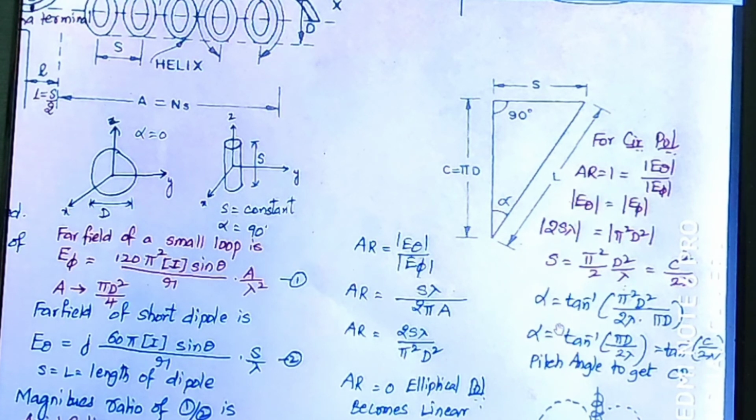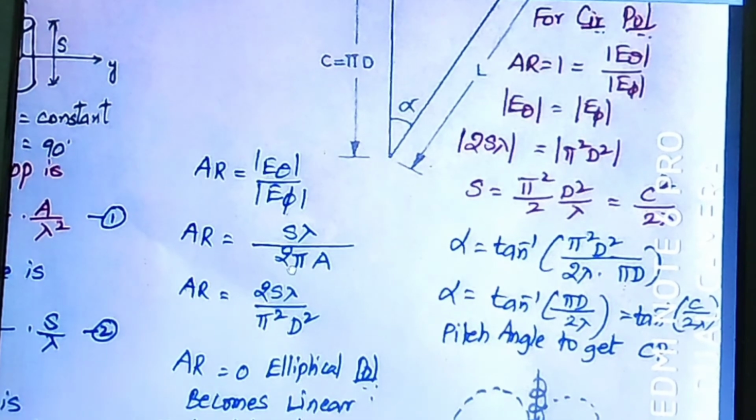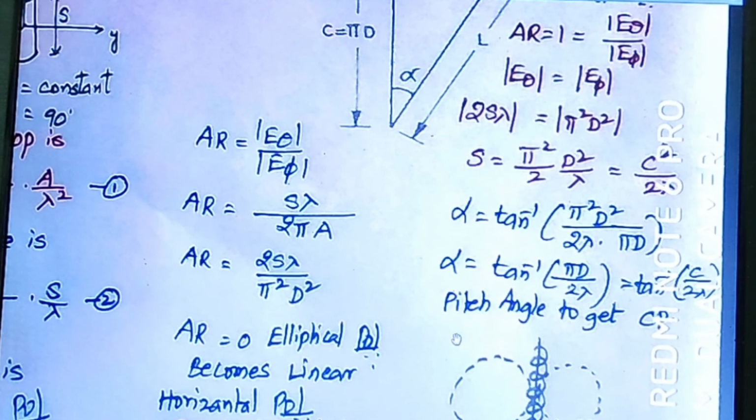So, alpha is equal to tan inverse of pi square d square by 2 lambda into pi d. That means alpha is equal to tan inverse pi d divided by 2 lambda, that is equal to tan inverse C by 2 lambda. Now, what is the pitch angle to get circular polarization? Alpha is equal to tan inverse pi d by 2 lambda. That means alpha is equal to tan inverse C divided by 2 lambda.